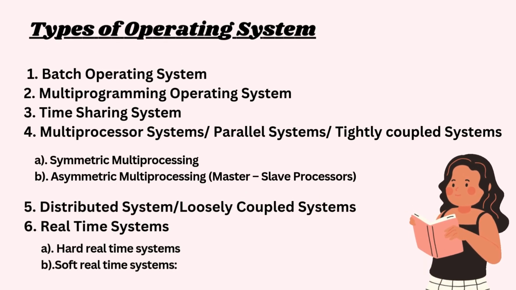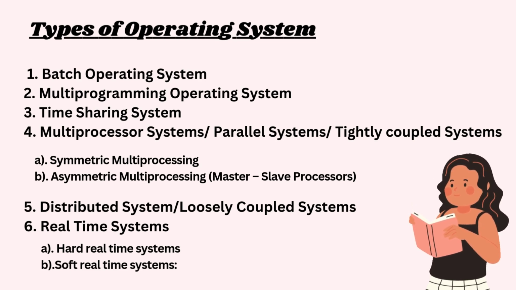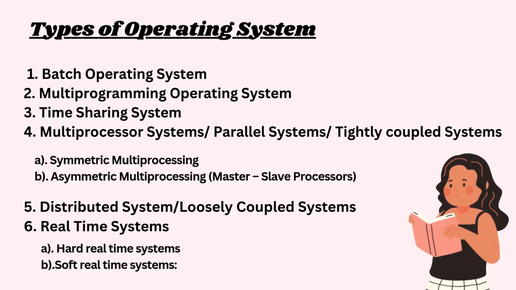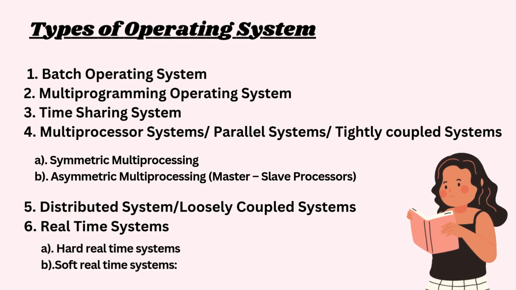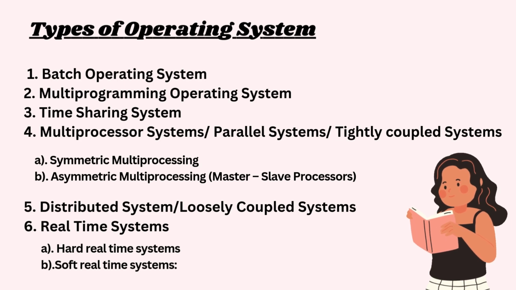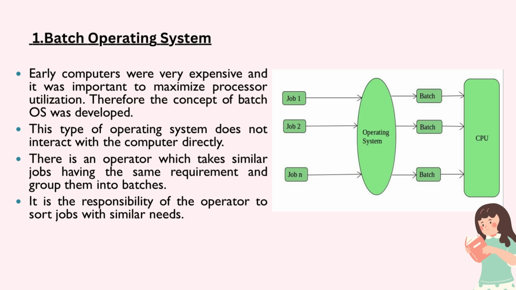Types of operating system: 1. Batch operating system. 2. Multi-programming operating system. 3. Time-sharing system. 4. Multiprocessor systems/parallel systems/tightly coupled systems. A. Symmetric multiprocessing. B. Asymmetric multiprocessing, master/slave processors. 5. Distributed system/loosely coupled systems. 6. Real-time systems. A. Hard real-time systems. B. Soft real-time systems.